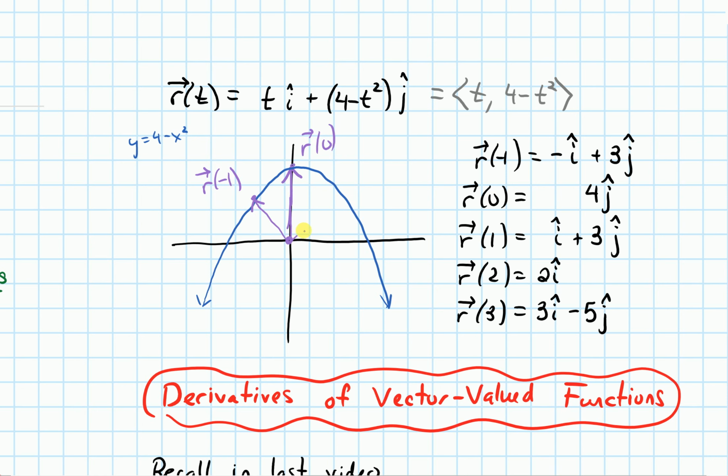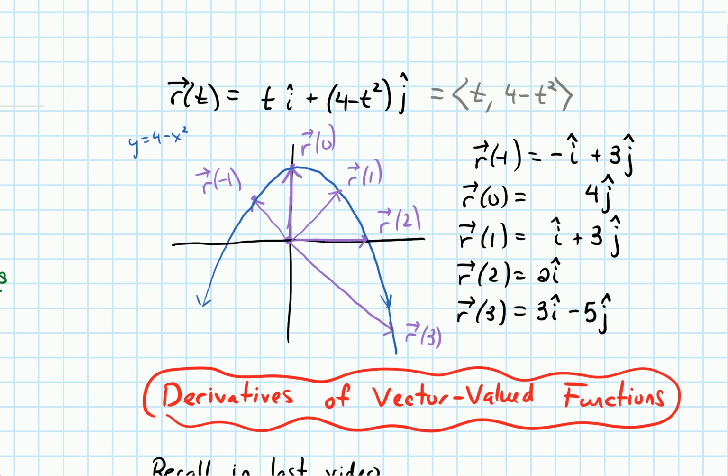r of 1, if we draw that in, that's where the particle was after 1 second, so that's r of 1. r of 2 is 2i hat, so that's completely to the right. That's r of 2. And then r of 3 would be 3i hat minus 5j hat. I might need to draw a little bit more of the curve. That's somewhere here. r of 3, so let's extend the curve a little bit. Let's extend it down. Okay, so the head of this vector will land on the curve.